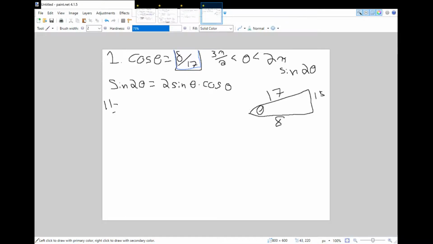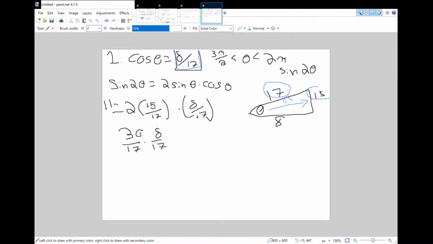So this is equivalent to 2 times 15 over 17 times 8 over 17, because that is cosine over here, and sine is opposite over hypotenuse. So 15, which is the opposite, over the hypotenuse of 17. If we multiply this all together, it'll be 30 over 17 times 8 over 17. With my calculator, the top comes out to 240 over 17 squared, 289. And I don't think you can reduce that.